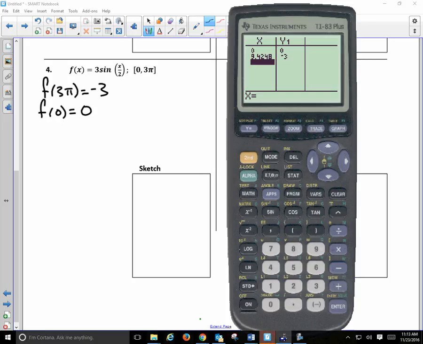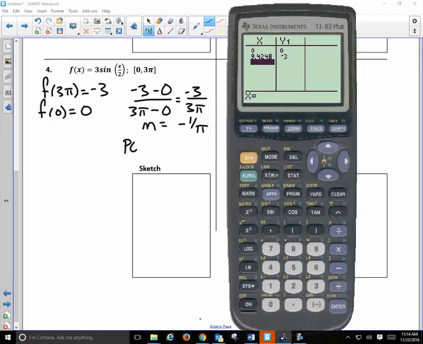So I'm going to find the mean value, or the average rate of change, by taking f of b, which is negative 3, minus f of a, which is 0, divided by b. I get negative 3 over 3 pi, which is negative 1 over pi. What did I just find? My slope. So if I write my equation for my line tangent, I got slope is negative 1 over pi.